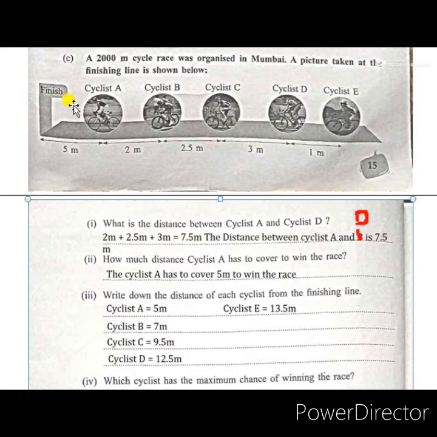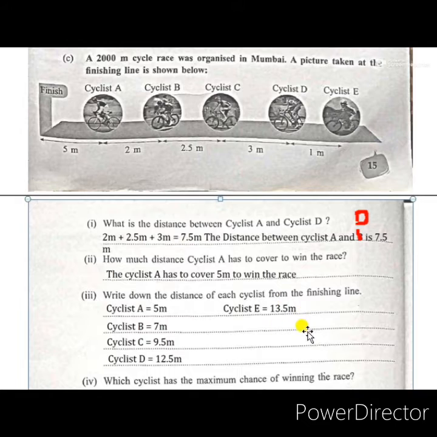Here from up to D we found out 12.5 meter. With that measurement we have to just add this extra 1 meter. That means the distance between cyclist D and E is 12.5 plus 1 meter equals 13.5 meter. That means here the longest distance between the finishing point and the cyclist E is 13.5 meter.